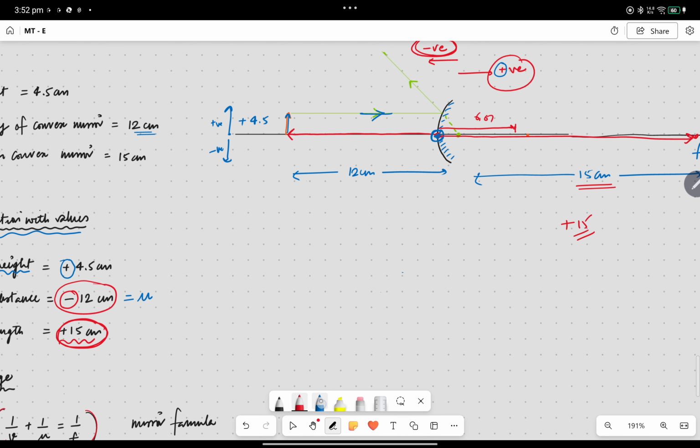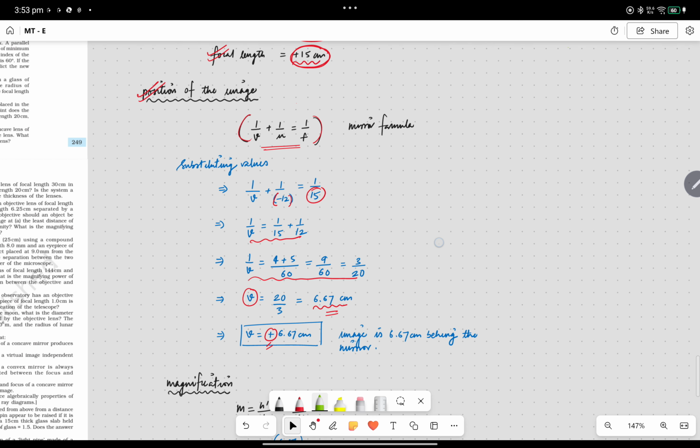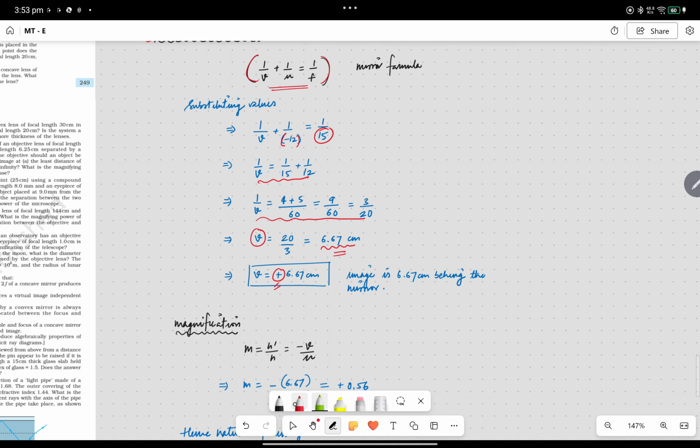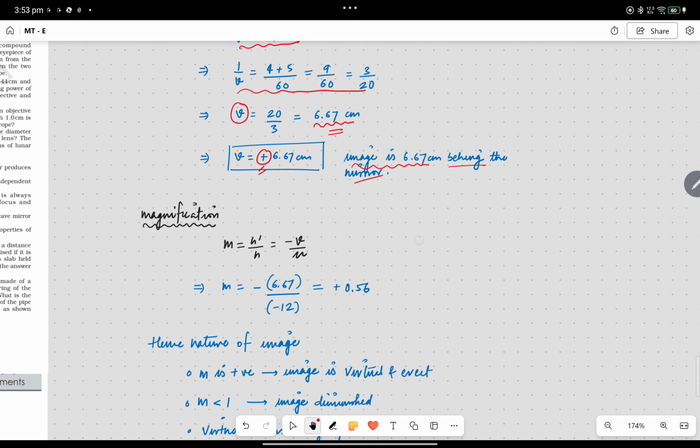So it is not this way, but the image will be formed like this. Simple, understandable. Now once you have calculated the image distance, you have solved half of the question, right? So the image, that is what the question has asked, is 6.67 centimeter behind the mirror, right?